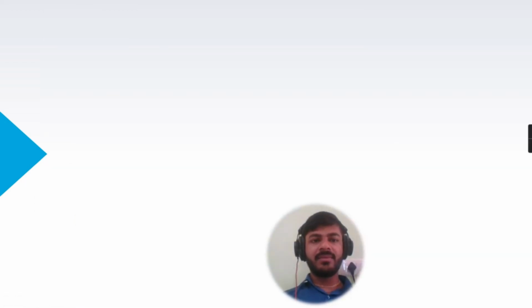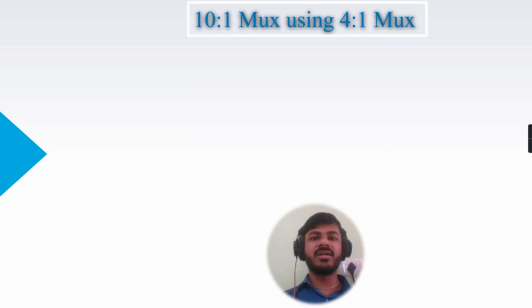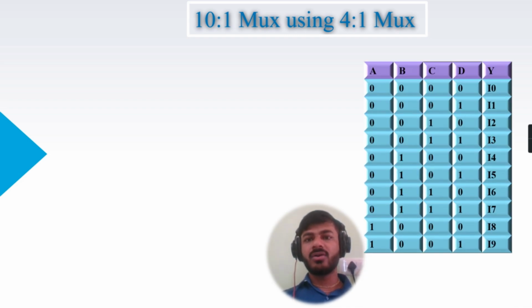Now let's implement a non-standard multiplexer such as a 10 is to 1 multiplexer by using 4 is to 1 multiplexers. For that, first we'll draw the truth table. Here on my screen you can see the truth table. Our inputs will be 10 inputs from I0 to I9, and select lines will be 4. We need 4 select lines to implement this 10:1 multiplexer, and our output will be Y. Based on the combination of select lines, our inputs will be routed to the output Y.